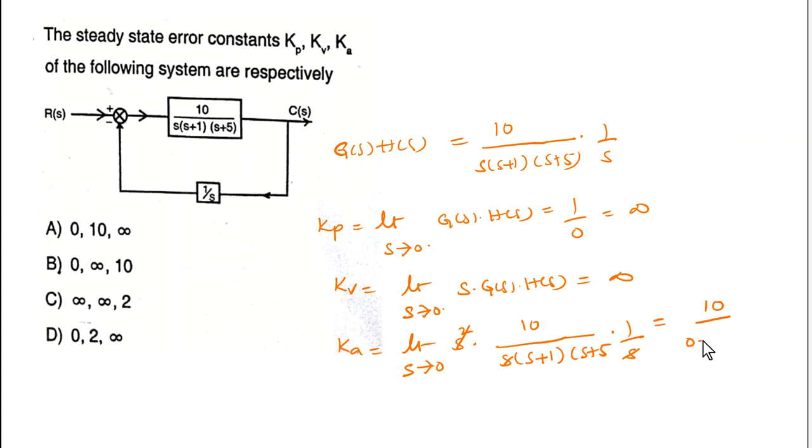Substitute the value s equal to 0 here: 10 divided by 0 plus 1 into 0 plus 5 here. So it's going to be 2 here. So the answer is infinity, infinity and 2. So C will be the right answer for this question.